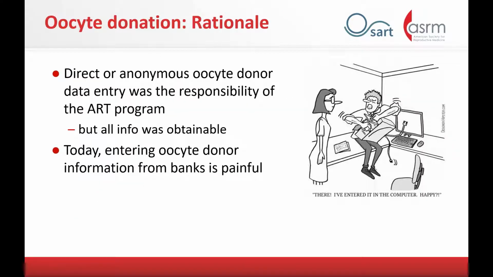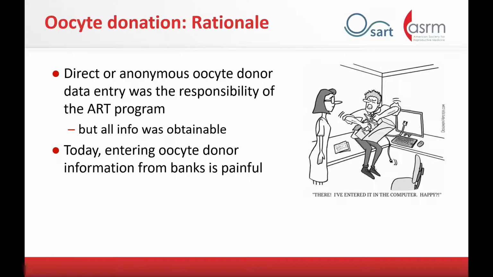The next bit of good news is the linkage of oocyte donation cycles. Again, going back to the early days of ART, it has always been the responsibility of an ART program to enter data about the donor, whether the donor was a direct or anonymous donor. But that information was all available because the donor was a donor in our program. So we had the information about date of birth and all of the important fields that needed to be entered.